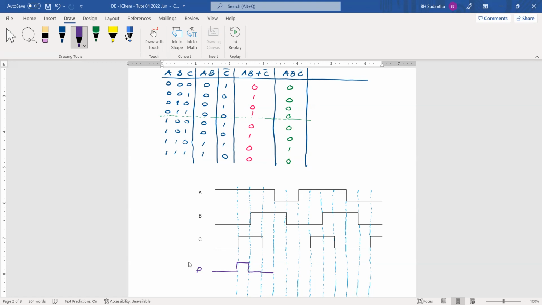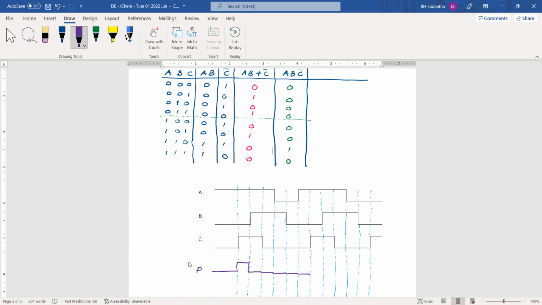This is 1, 1, 1. At that time, P is 0. And 1, 1, 0 also, it's 0. Next one, 0, 1, 0. Here also, it's 0. This one, 0, 0, 0, again 0. This one, 1, 0, 0. Again, it's 0.